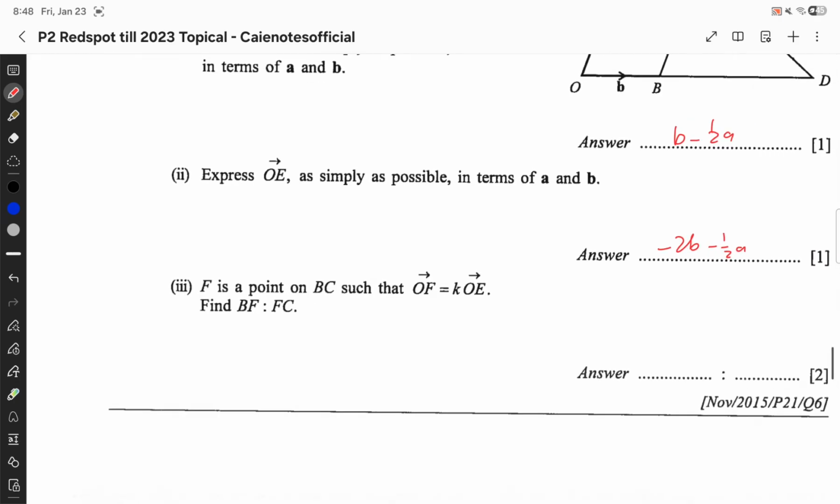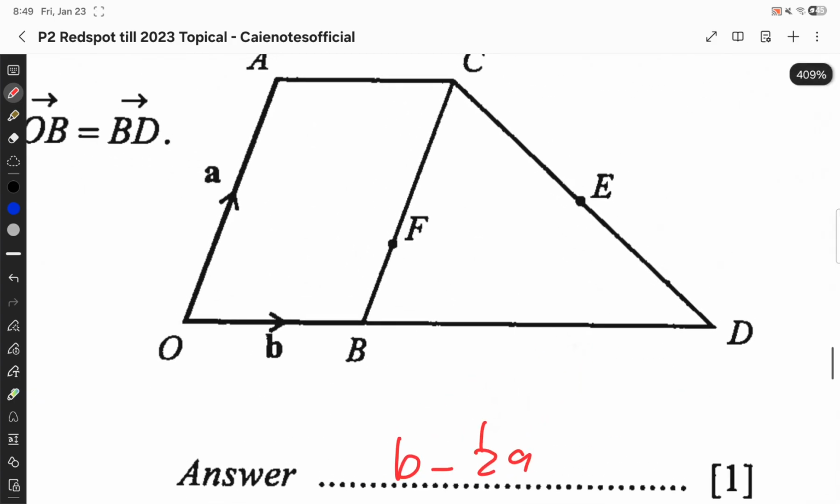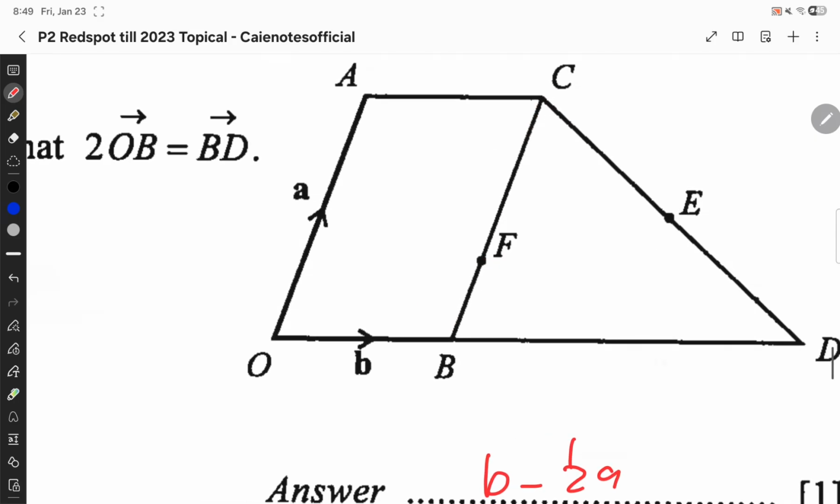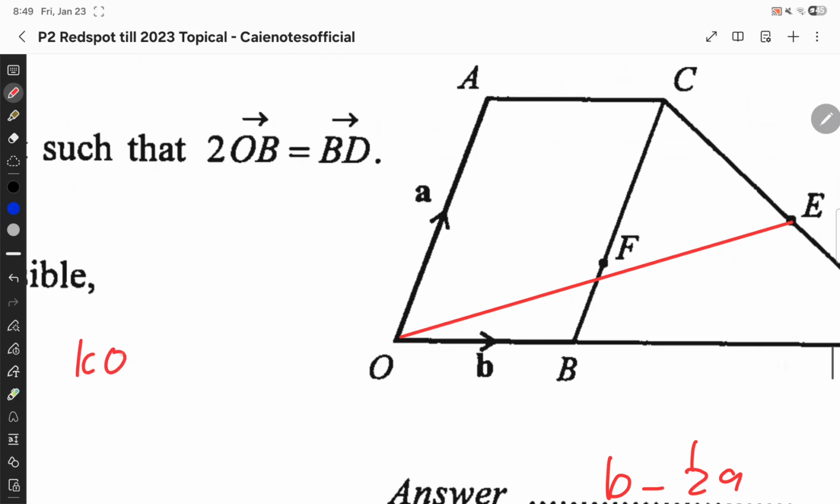Now the question is, F is a point on BC such that OF is equal to k OE. Find BF to FC. We need to find the ratio between this and this. We first need to find OF so that we can get to BF and CF. To find OF, we know one thing: it is k OE.